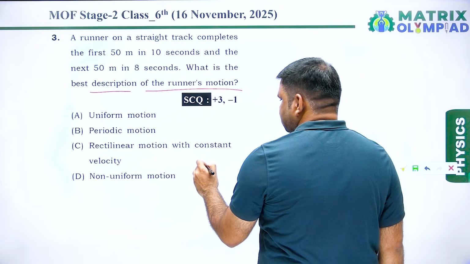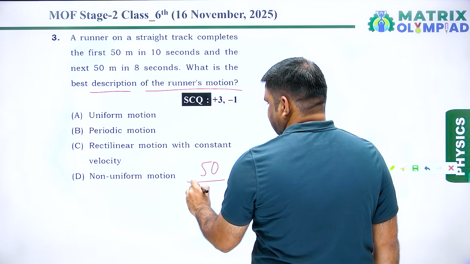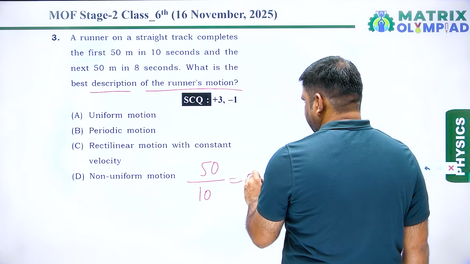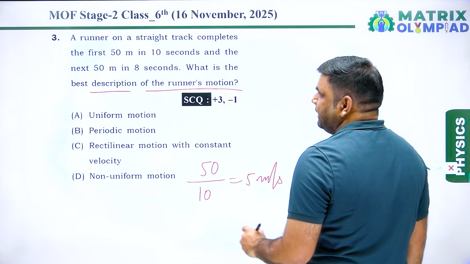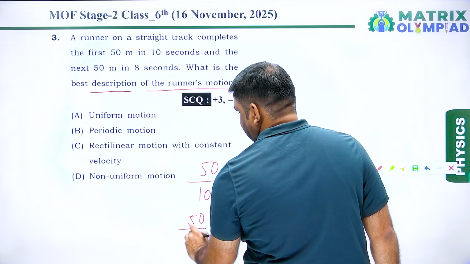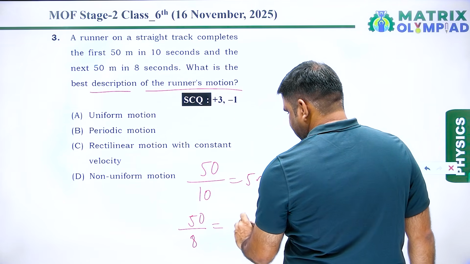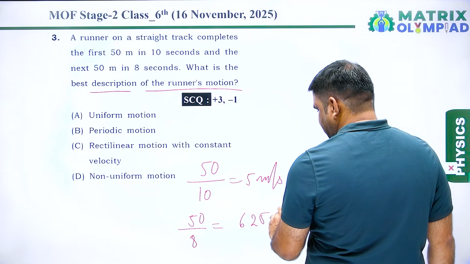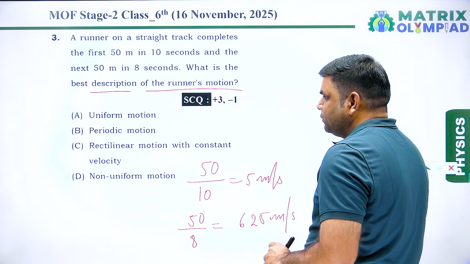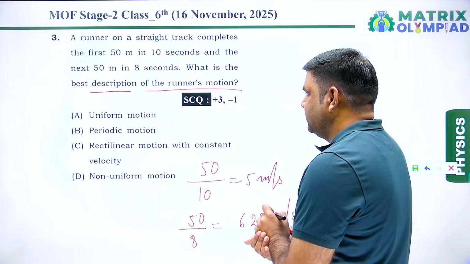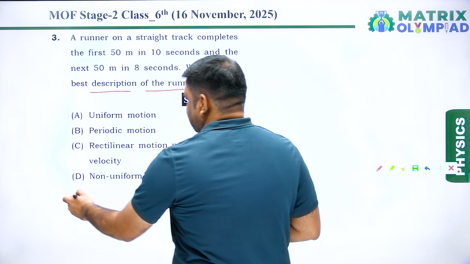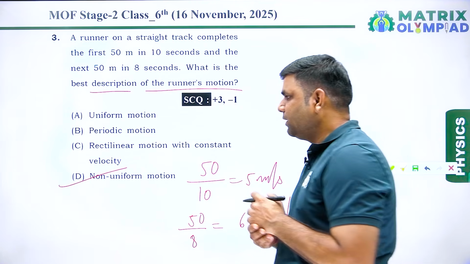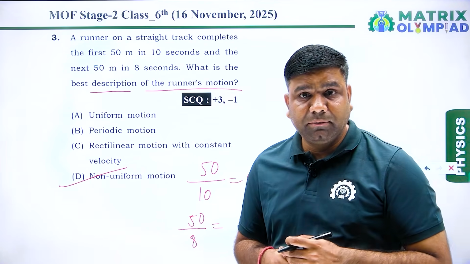So first we will find the speed: 50 meters in 10 seconds, that is 5 meter per second, and the next 50 meters in 8 seconds, that is 6.25 meter per second. So from this conclusion we can say that the motion of the runner is non-uniform. So our correct option is option D for question number 3.